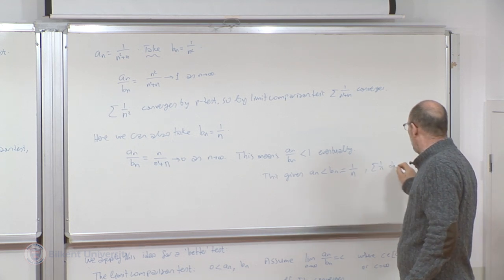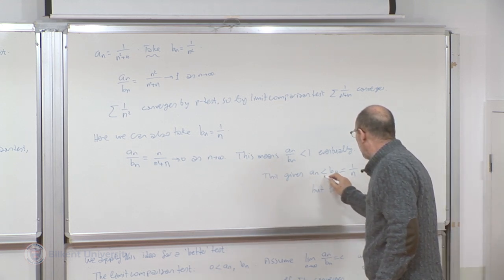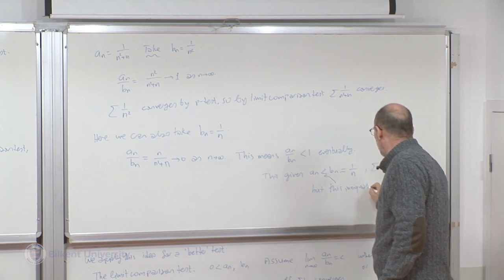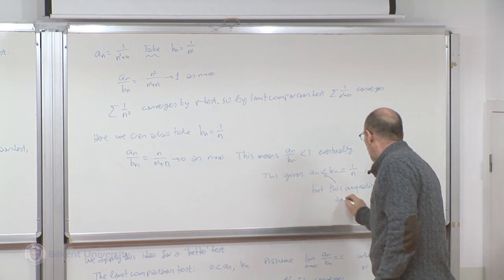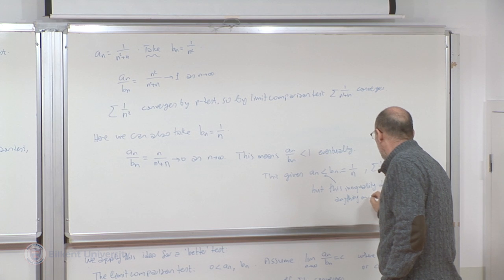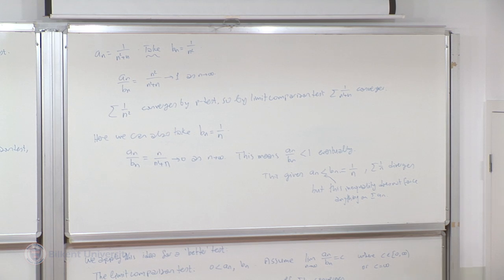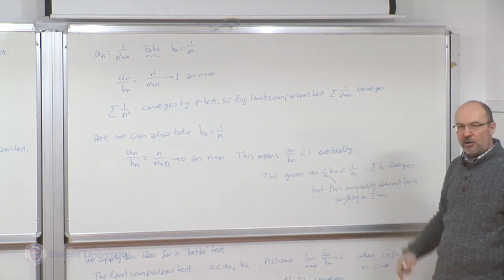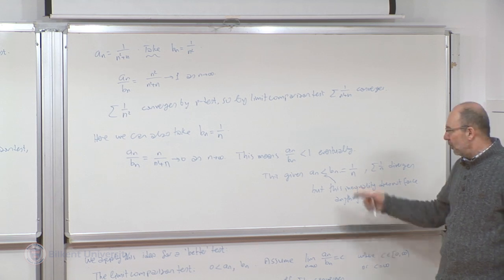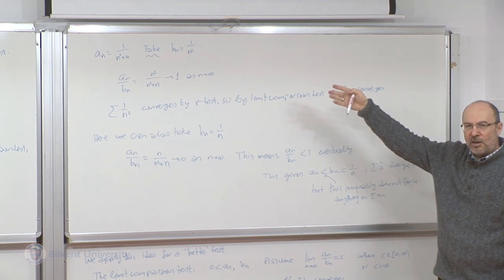Summation 1 over n diverges, but this inequality does not force anything on summation an. So it is possible that summation an diverges or summation an converges. In both cases, we'll have this inequality. Okay, so you see that this didn't work. Maybe I should take something smaller. So instead of 1 over n, in the next attempt, you try 1 over n squared, and it works.